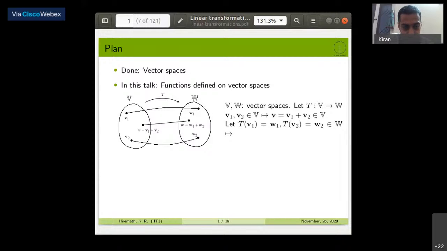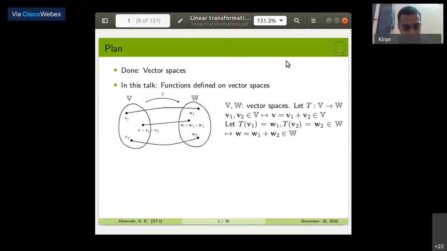Observing it means you are also looking at the underlying logical structure. So if I tell you that W1 and W2 are elements of vector space W, what is the logical implication of this? That W1 plus W2 is also in W. So T of V1 plus V2, yeah? This is the most natural thing to expect.